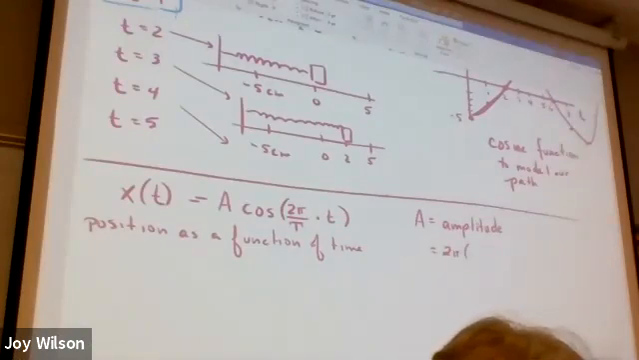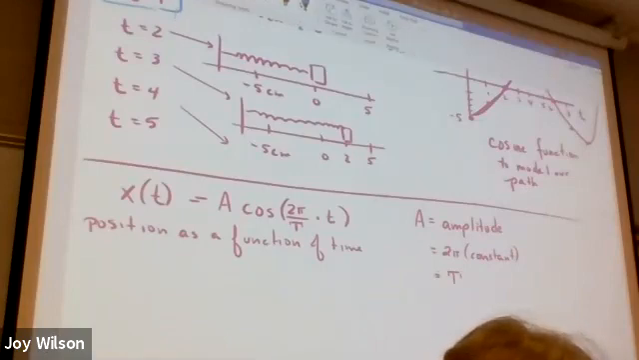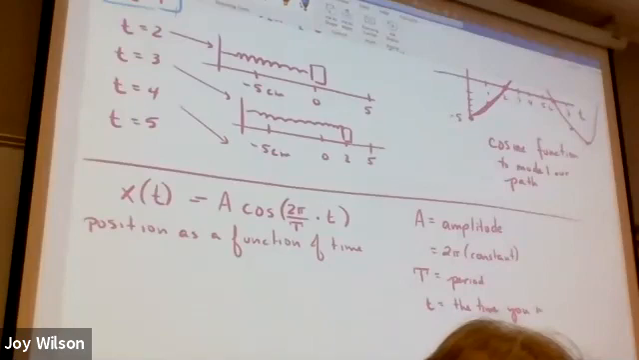2 times pi is just a constant. Capital T is the period. Little t is the time you measure. So I'll wait right there for just a second.